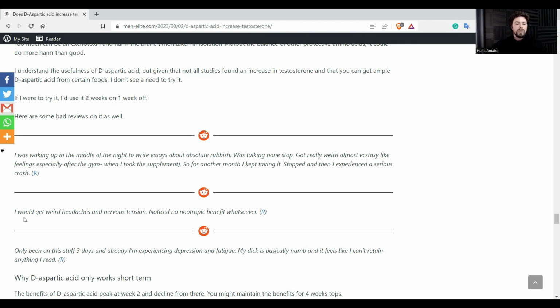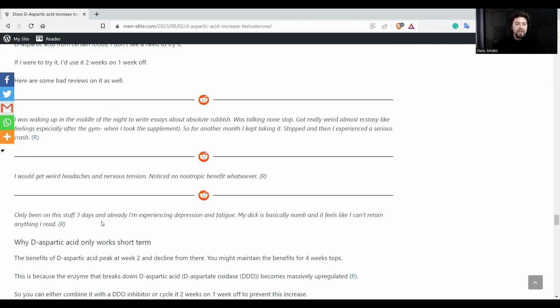So this guy said that I would get weird headaches and nervous tension. Notice no nootropic benefit whatsoever. Again, probably overstimulation. Another review. Only been on this stuff 3 days and already I'm experiencing depression and fatigue. My dick is basically numb and it feels like I can't retain anything I read. So maybe this is another example of just too much overstimulation, peroxynitrite creation, which inhibits the production of dopamine. It seems so counterintuitive because at a certain dose, it can increase the dopamine, but if you're predisposed to it, it can actually inhibit the production of your dopamine. So it's not guaranteed to actually give you good benefits.